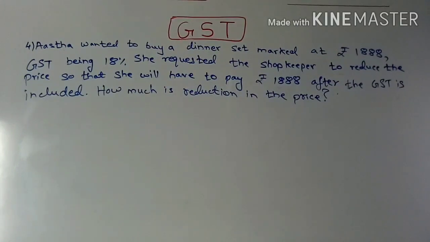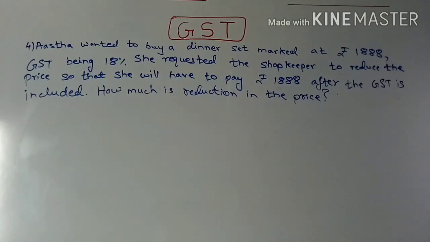So we come to the last question for the day. Astha wanted to buy a dinner set marked at rupees 1888, GST being 18%. She requested the shopkeeper to reduce the price so that she will have to pay rupees 1888 after the GST is included. How much is the reduction in the price?